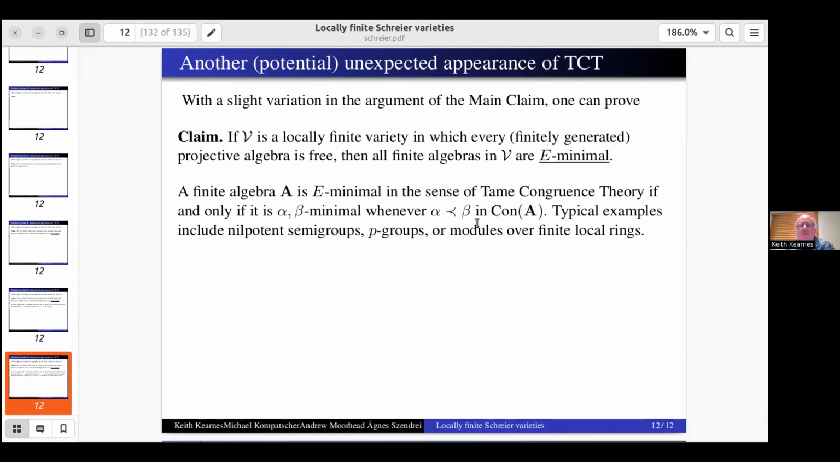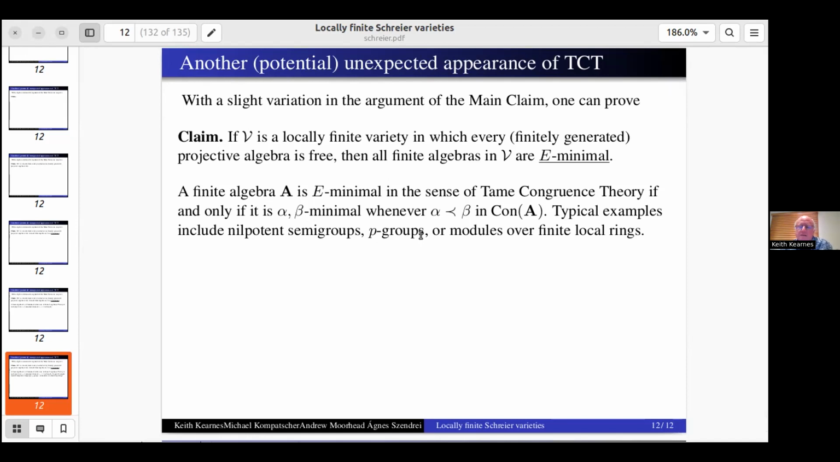We know that the same proof we've given will show that if you have a locally finite variety where projective algebras are free, then finite algebras are E-minimal, but we don't know how to go back the other way. Because if I have a variety generated by E-minimal algebras, like generated by a p-group, I don't know what the structure of the free algebras in that variety look like, and I certainly don't know the structure of the projective algebras that would lie in that kind of variety.